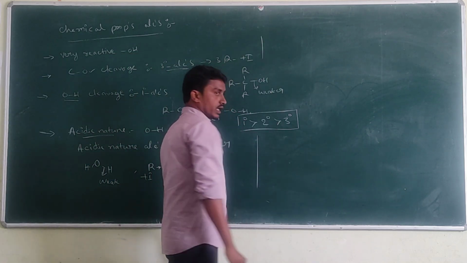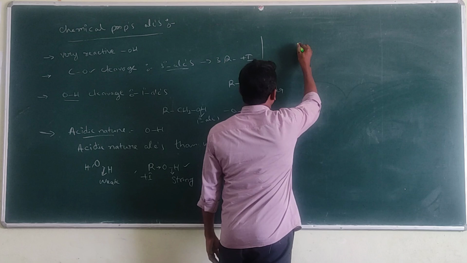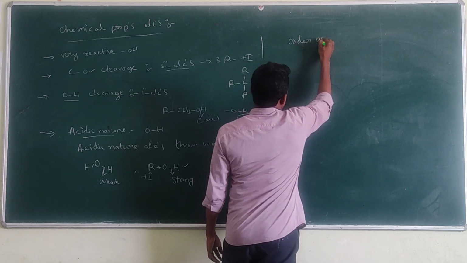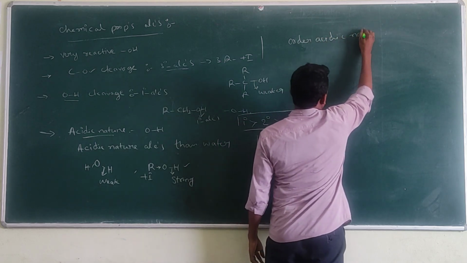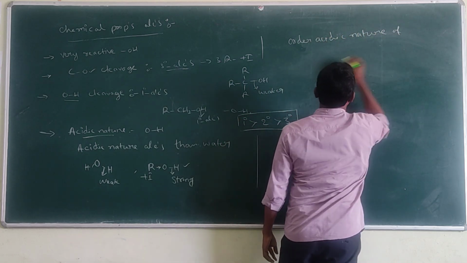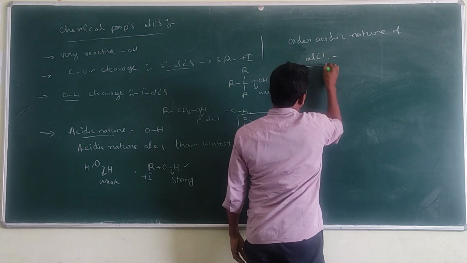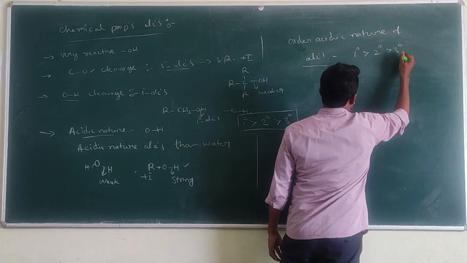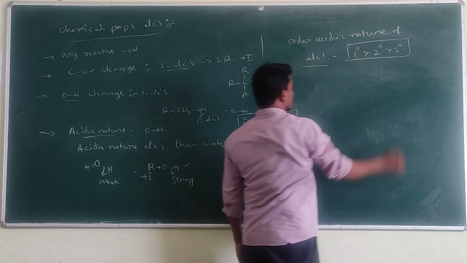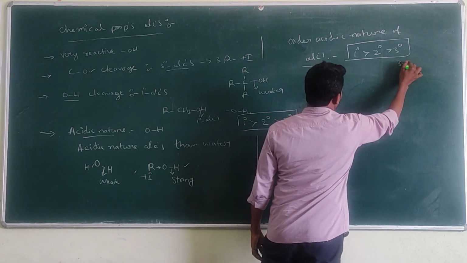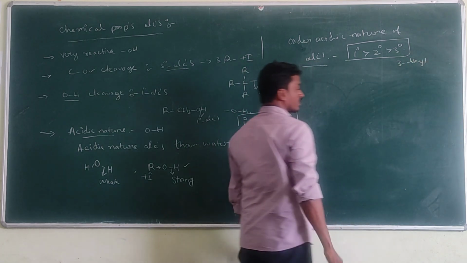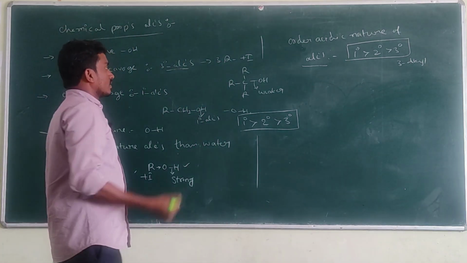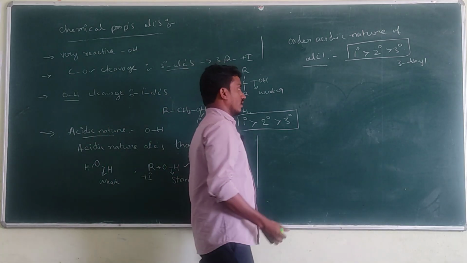So among the different types of alcohols, the order of acidic nature is: primary alcohols are more acidic than secondary, and tertiary alcohols are least acidic. In tertiary alcohol three alkyl groups are present, so the oxygen-hydrogen bond will be strengthened, which reduces the acidic strength of alcohols.